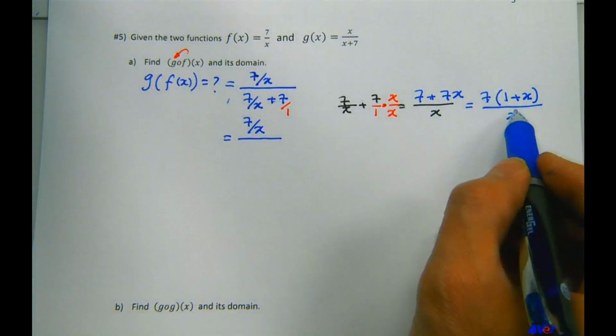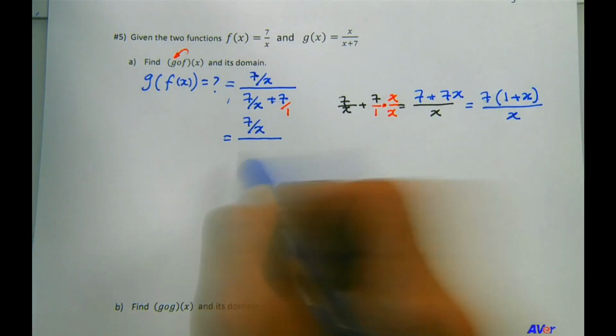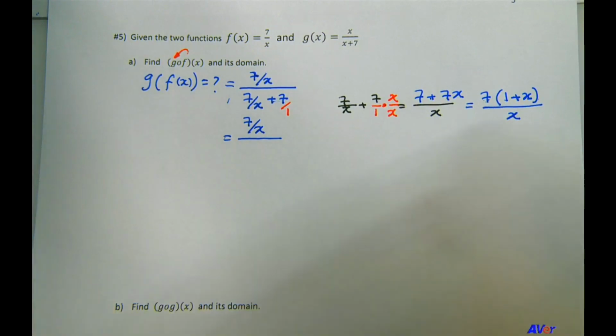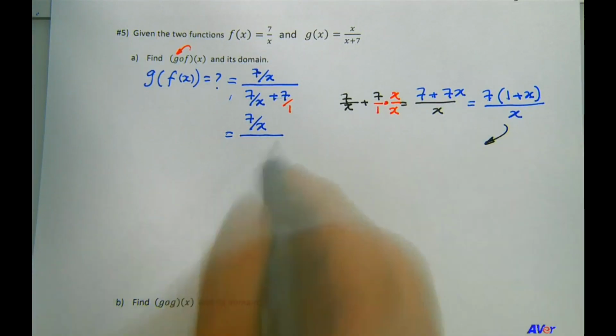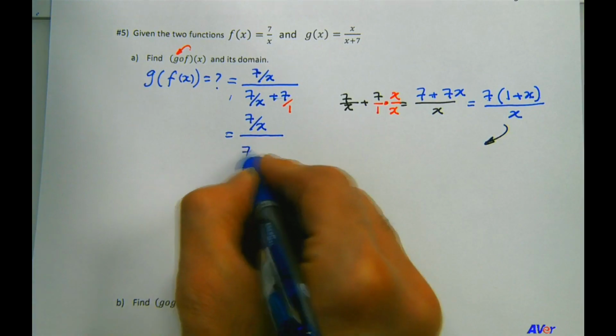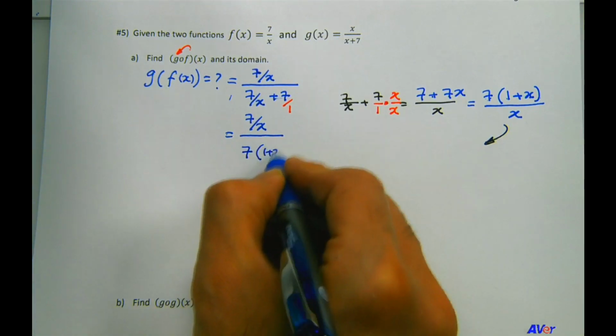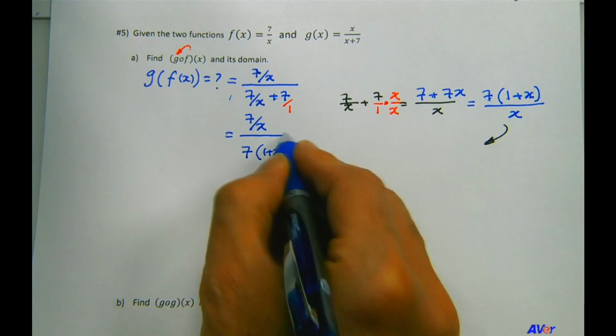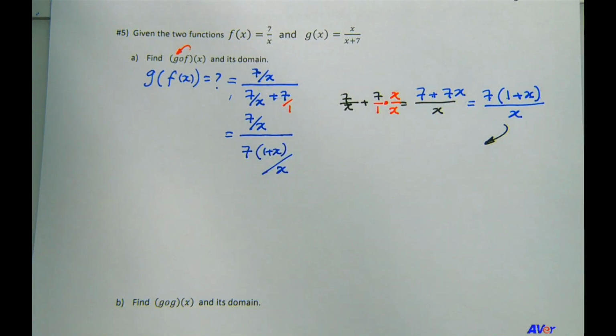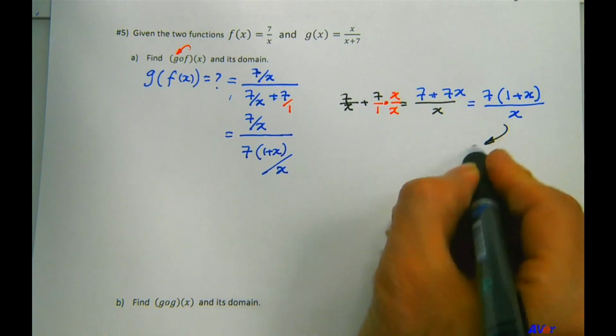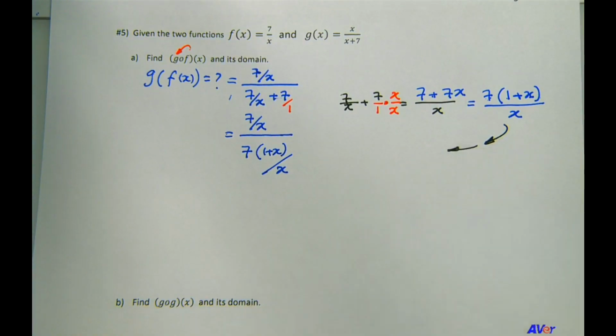Now that we have that, I'm going to put this in the denominator. So this is going to go here: 7 times (1 plus x) divided by x. Okay, like that. All right, so in the previous videos, I mentioned the easiest way to simplify a complex fraction. Do you remember how I talked about that?